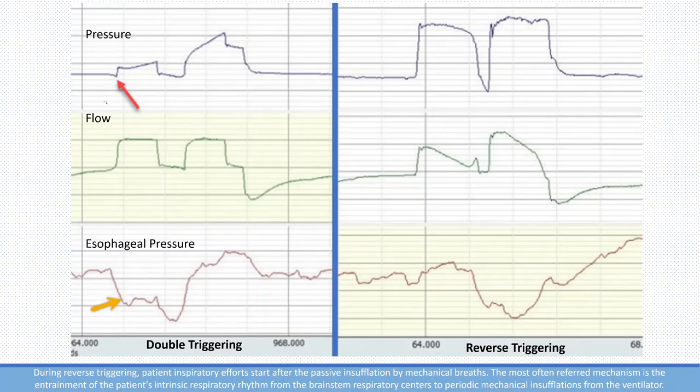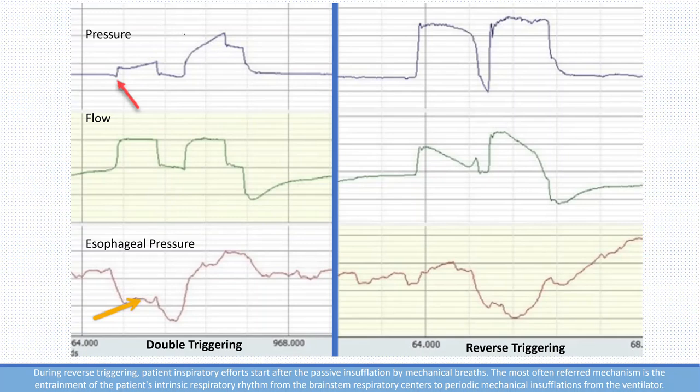So the machine is triggered here by the patient's effort. And once the machine is triggered, it delivers a limited flow, indicating that this is a volume control breath. And you can see that pressure goes up gradually to the peak inspiratory pressure. Now notice along with this inspiration, the patient continues to inhale.